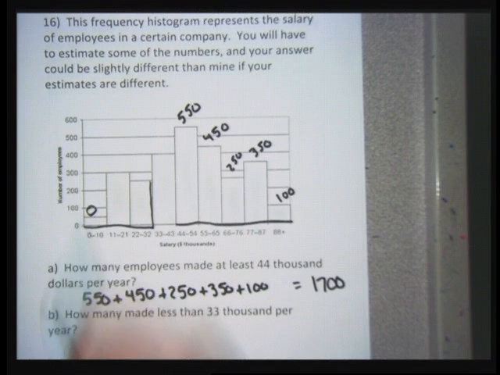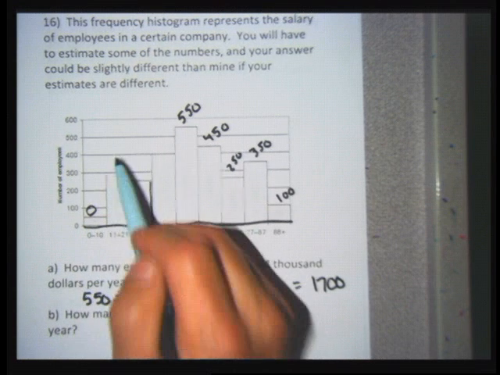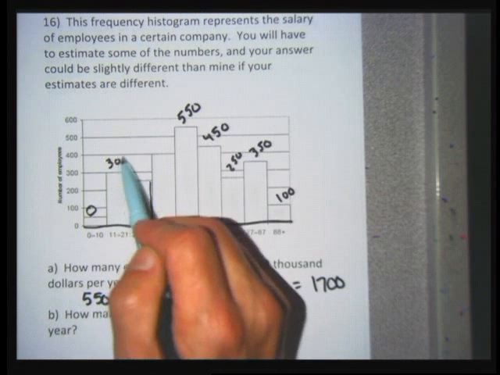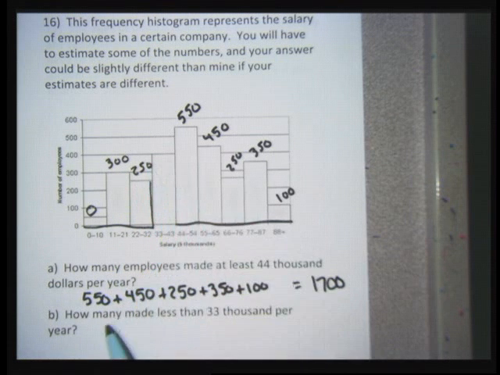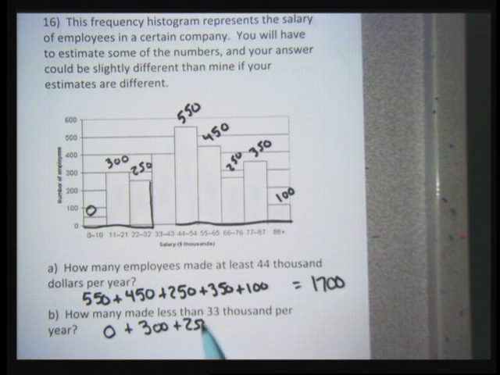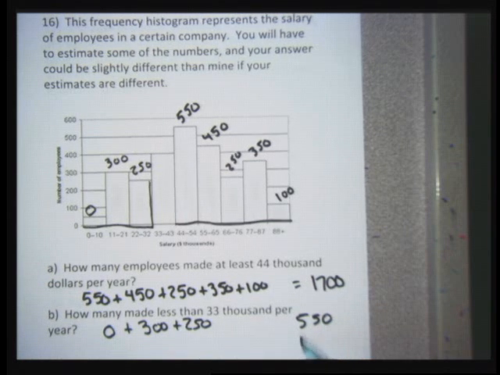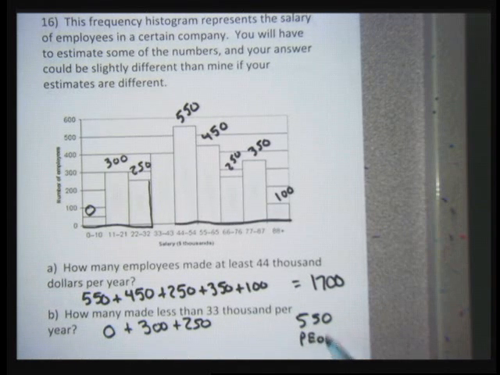There's 0 and there's no bar there, so there's 0. I'm going to say that bar is at 300 and this bar is at 250. So I would add up the 0 plus the 300 plus the 250. I'm getting 550. Probably would be nice if I said 550 people make less than 33,000 per year, but I could live with just the number. Maybe with the words people next to it might be a little bit better.